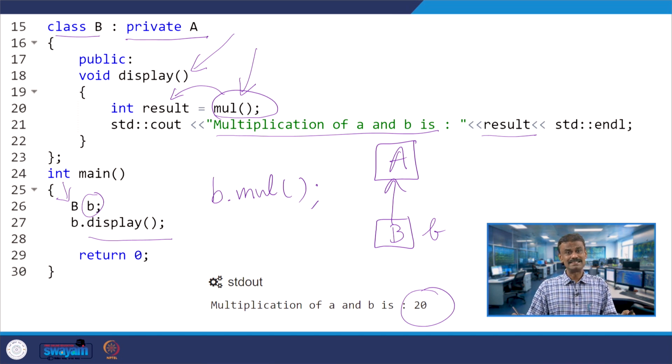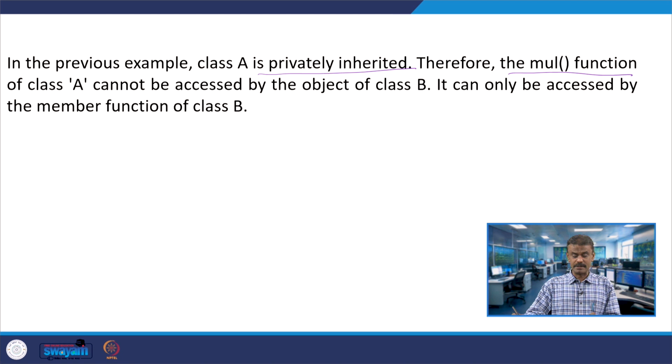This is because it is becoming private. If you are trying to access it outside the class, you get an error. So, if I put B dot multiplication, a function of class A, it cannot be accessed by the object of class B. Therefore, we can conclude that it can only be accessed by the member function of class B.